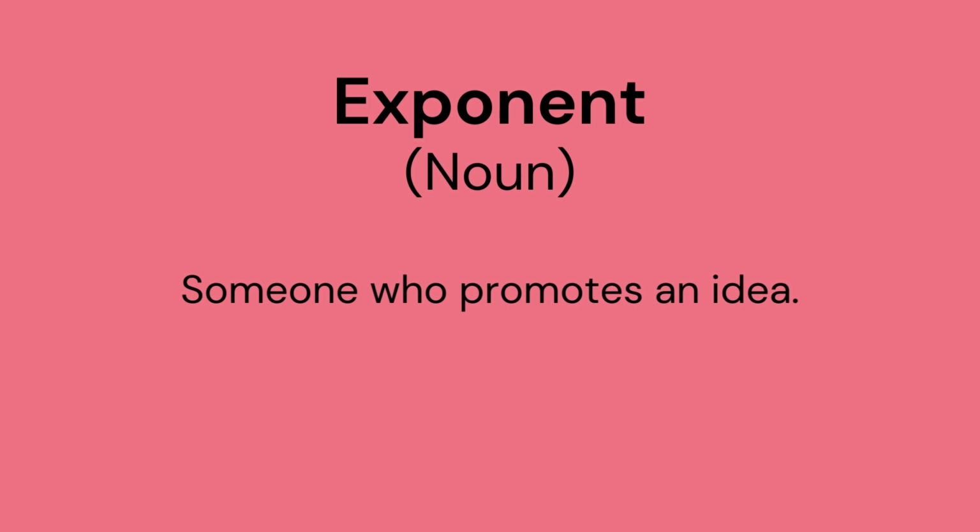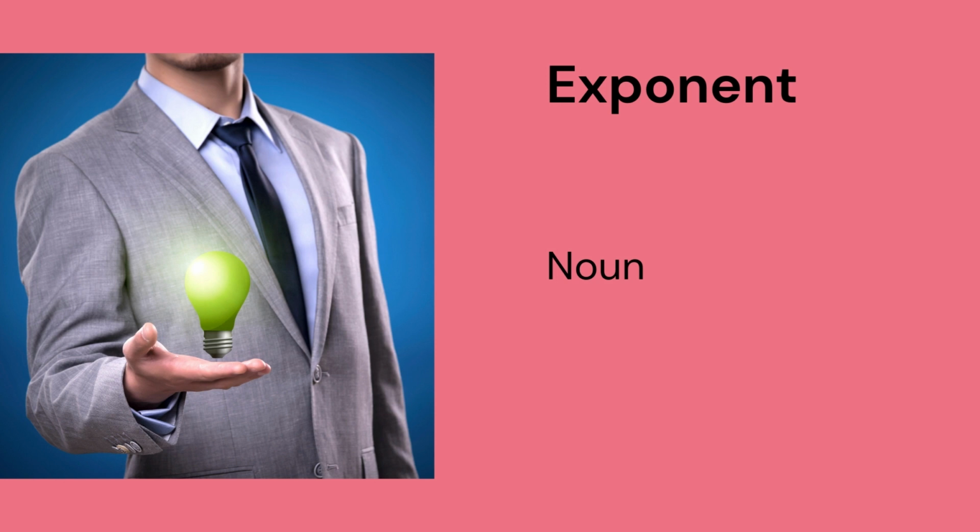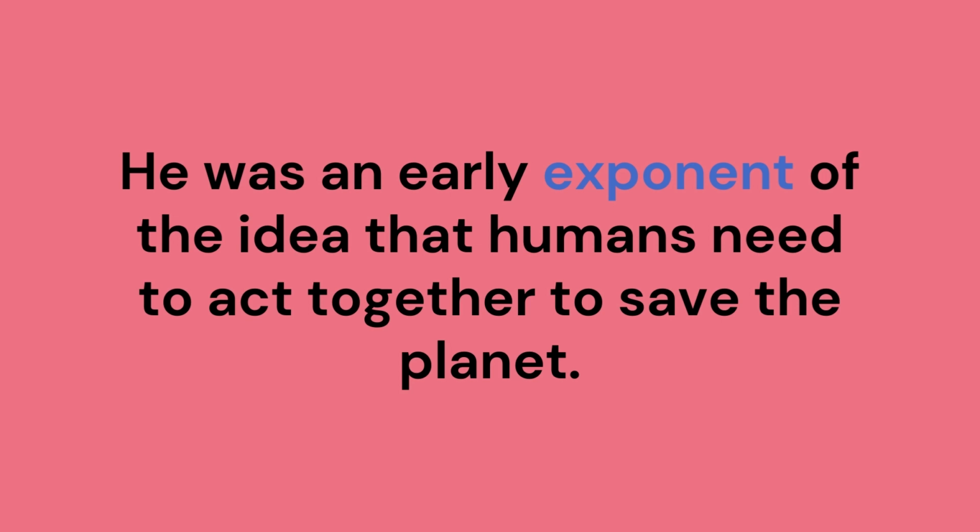Exponent. Exponent is a noun, and it refers to someone who promotes an idea. In our example, maybe somebody who is proposing the idea of green energy. We can say that he is an exponent of green energy. Exponent is our noun. He was an early exponent of the idea that humans need to act together to save the planet.